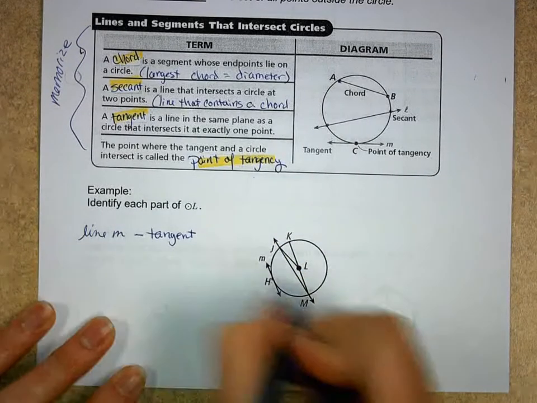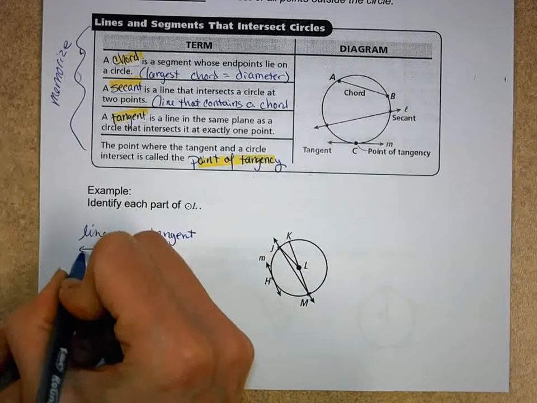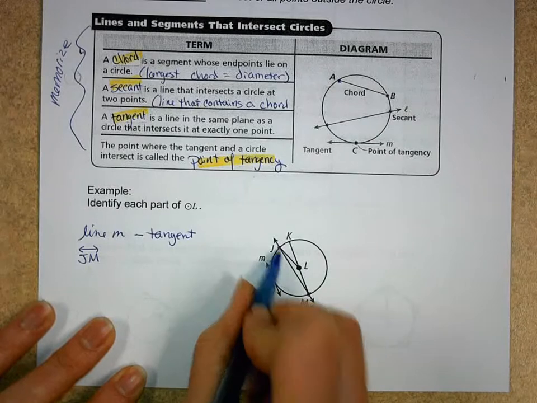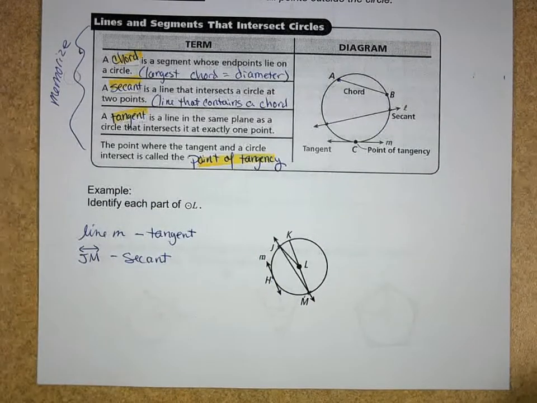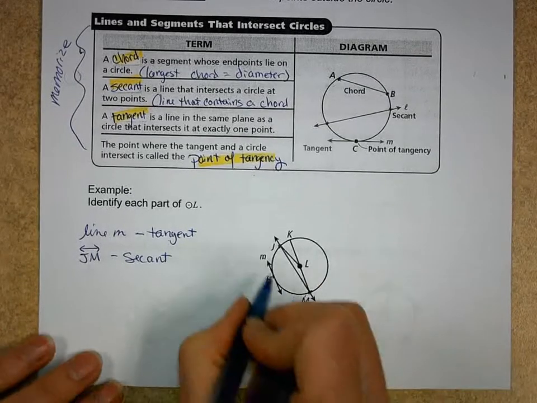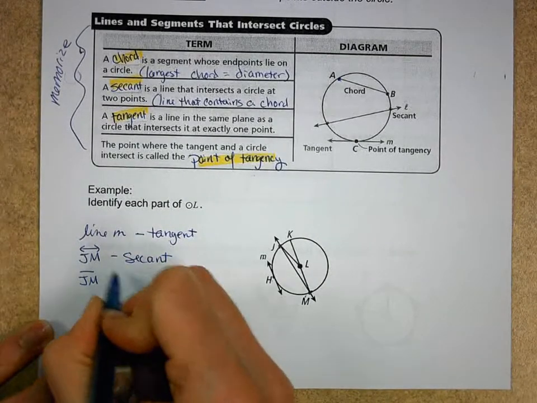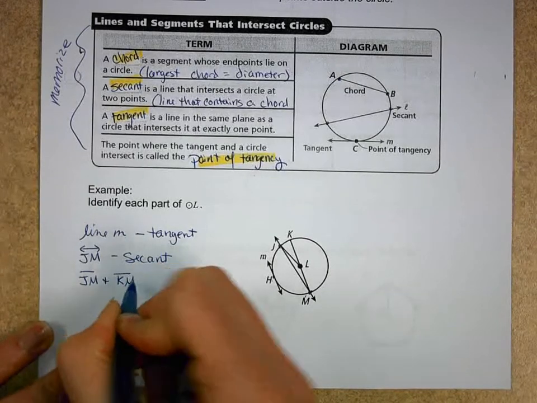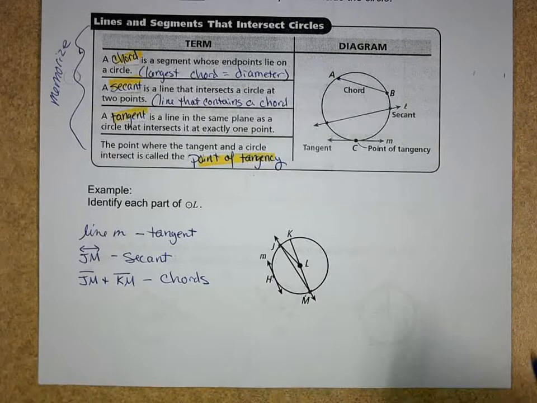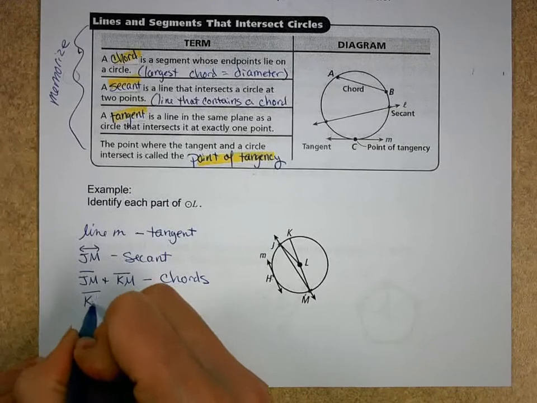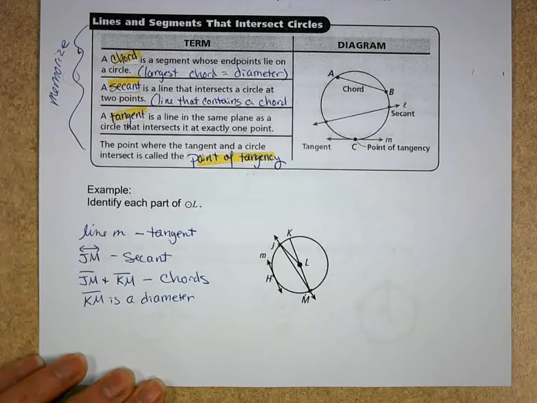Line JM. Here's J, here's M, make those points big. Line JM, and notice my notation, it has a chord in it but it keeps on going, so that's a secant. We also have a chord that works there. We can say segment JM, or you can even say segment KM, are chords. Now KM can be even more specific. Segment KM is a diameter. So segment KM can also be considered a diameter.